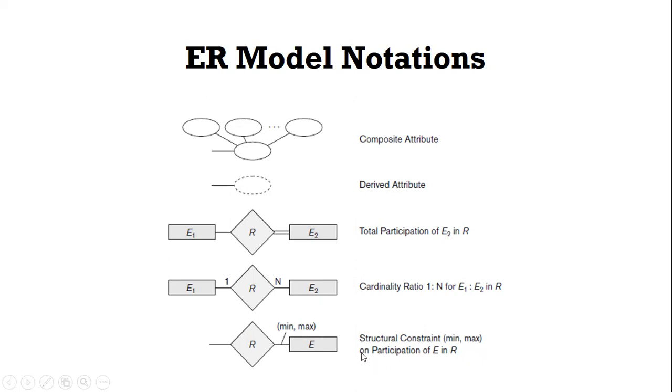The next thing is the structural constraint. This will inform about the maximum and minimum participation of an entity in R. R means our relation. So these are some of the basic and important ER model notations. In the next lecture, we will discuss the ER model notations more briefly.